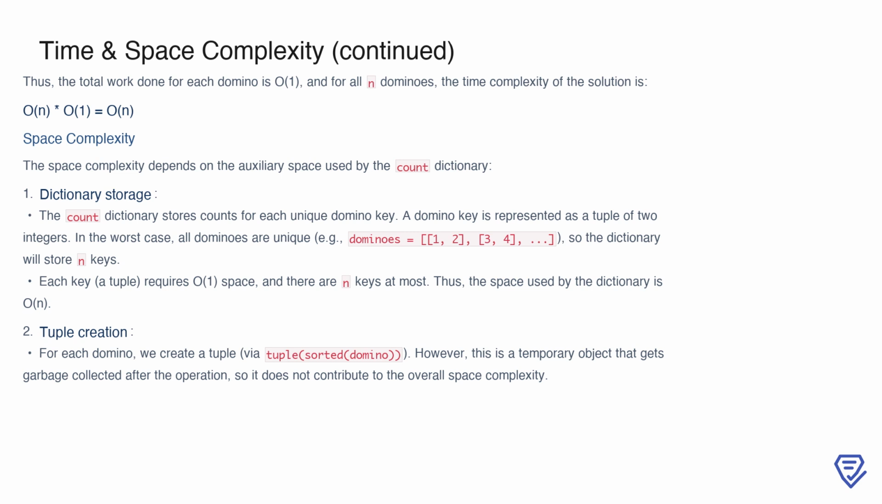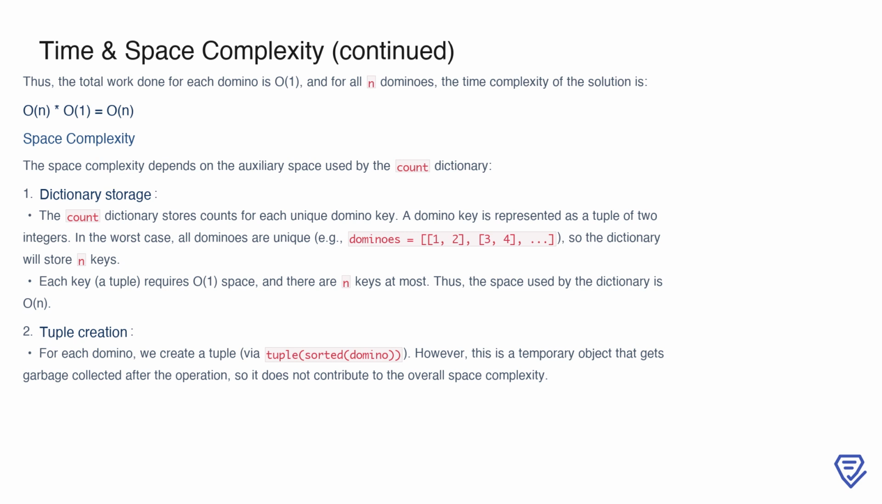The auxiliary space used by the solution primarily comes from the count dictionary. This dictionary stores the frequency of each unique domino key, where a key is represented as a tuple of two integers. In the worst-case scenario, all dominoes are unique, which means the dictionary will contain n keys. Each key requires O(1) space, and with n keys, the total space used by the dictionary is O(n).